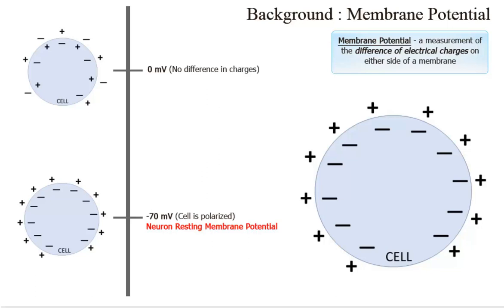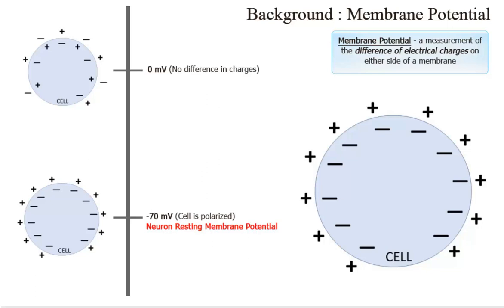So the typical resting membrane potential of a neuron is minus 70 millivolts. So again, minus 70 millivolts tells us that we have more negative charges on the inside and more positive charges on the outside. And the 70 is an actual measurement of that difference in charges. And again, think of the minus 70 as the cell being in a polarized state.